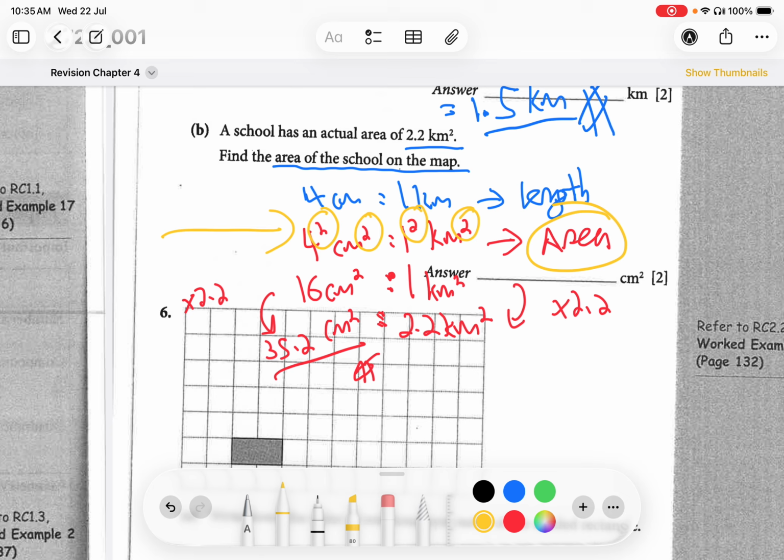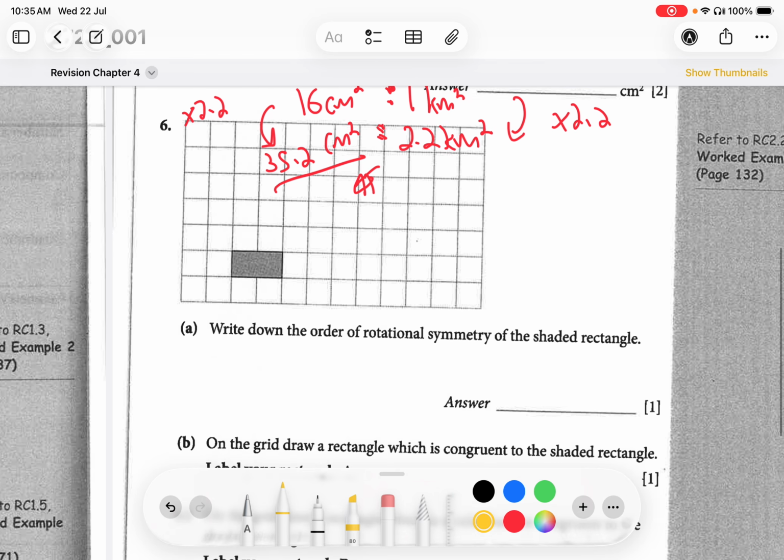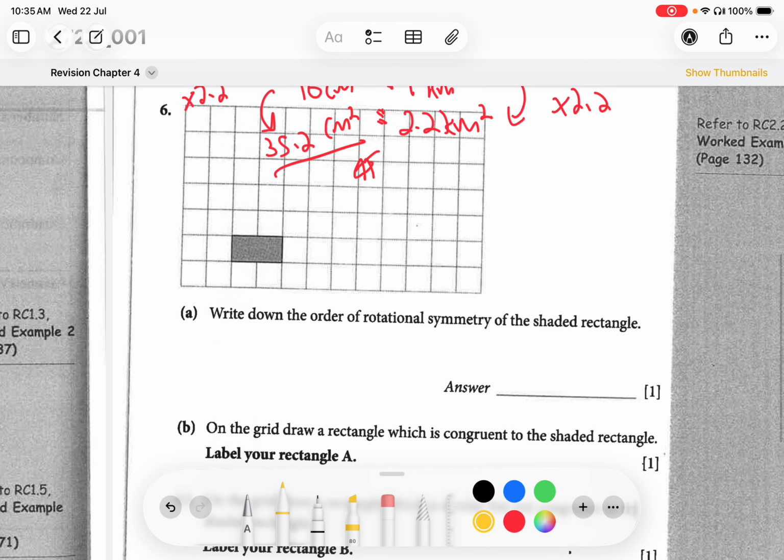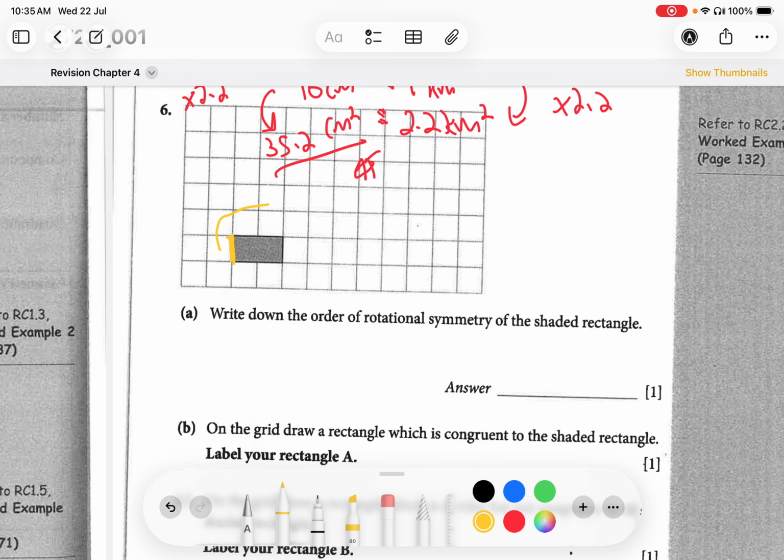Okay, the next one, write down the rotational symmetry of the shaded rectangle. So let's say this part here, I rotate here. I rotate again and it is back to the starting point, right?